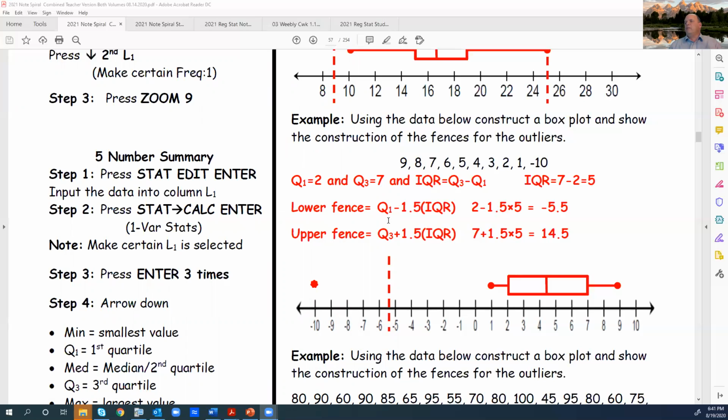So plugging into the formula, our formula is Q1 minus 1.5 IQR. Q1 is 2 minus 1.5 times 5. So we end up with negative 5.5, and that establishes our lower fence. Our upper fence is going to be at 7 plus 1.5 IQRs. So 7 plus 1.5 times 5, or 14.5. And I can't draw that because it's off the graph. But anyway, that is how you draw a box plot.